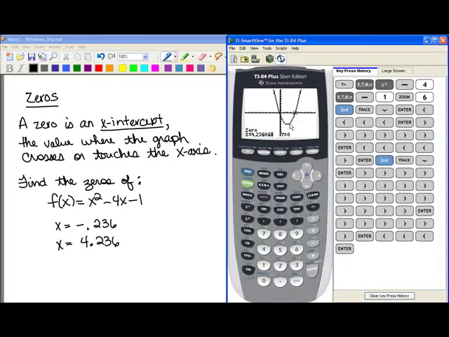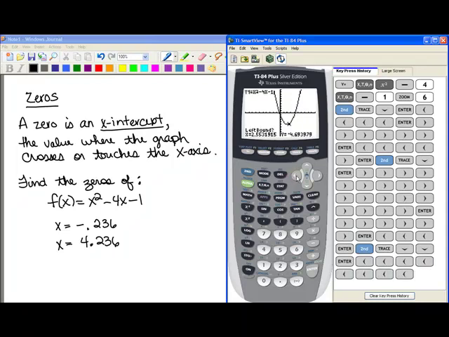Now notice that we also have a minimum involved here. The minimum is the lowest point for the function, right about there. So let's review how to find that. To find a minimum, press second, calculate, command number 3, and a very similar process. We need to give the calculator a left bound and a right bound and a guess.